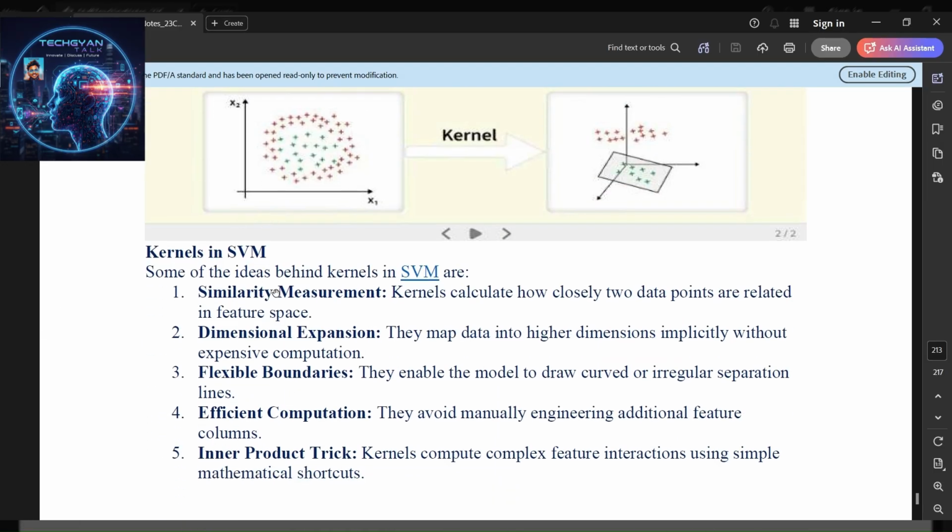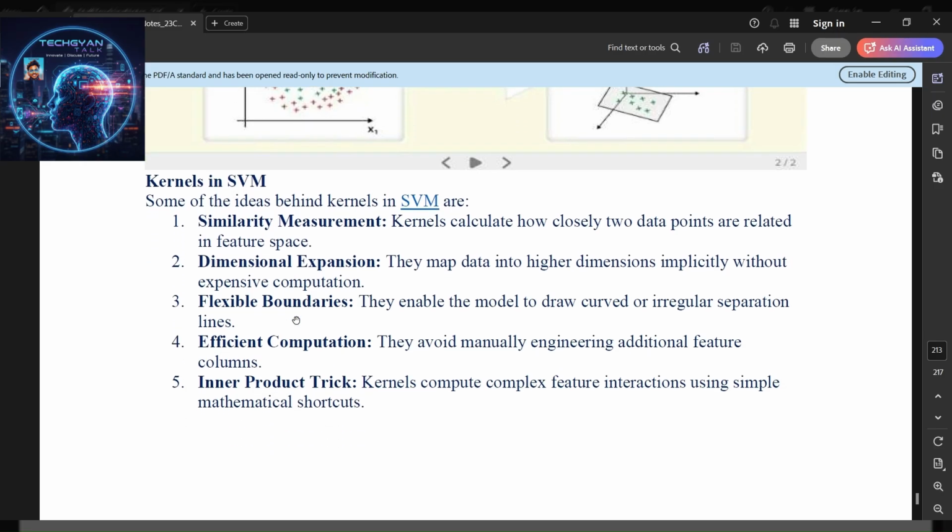Some of the ideas behind kernels in SVM are: similarity measurement, where kernels calculate how closely two data points are related in feature space. Dimensional expansion, they map data into higher dimensions implicitly without expensive computation. Flexible boundaries, they enable the model to draw curved or irregular separation lines. Efficient computation, they avoid manually engineering additional feature columns. Next is the inner product trick, where kernels compute complex feature interactions using simple mathematical shortcuts.